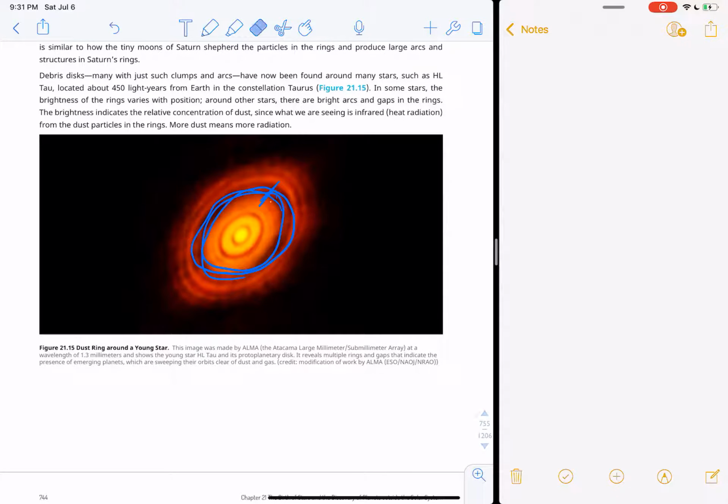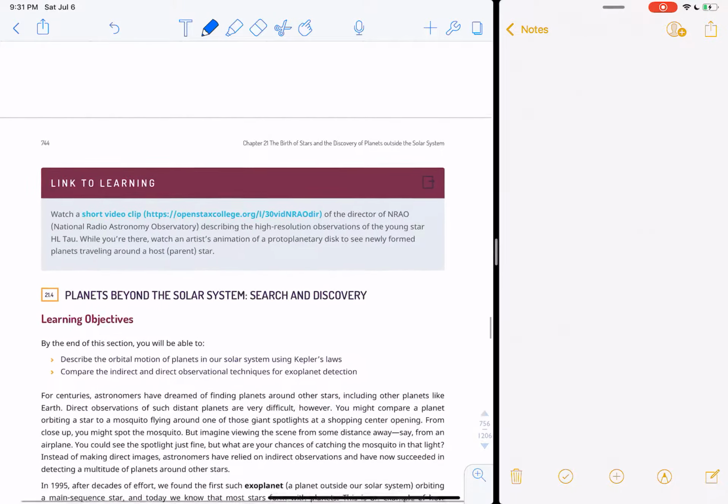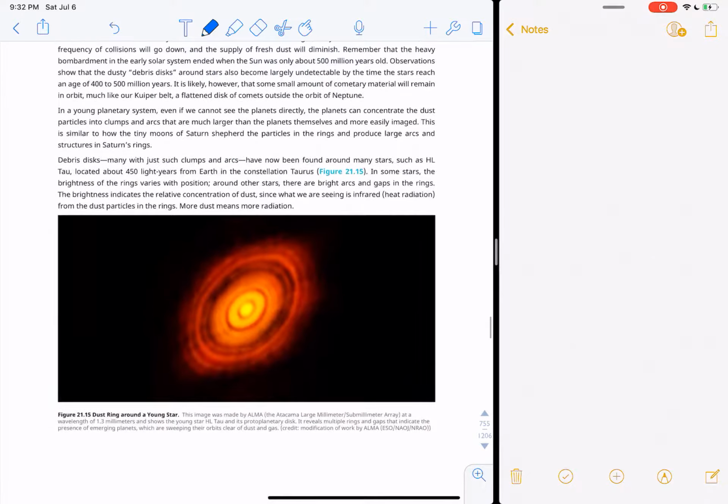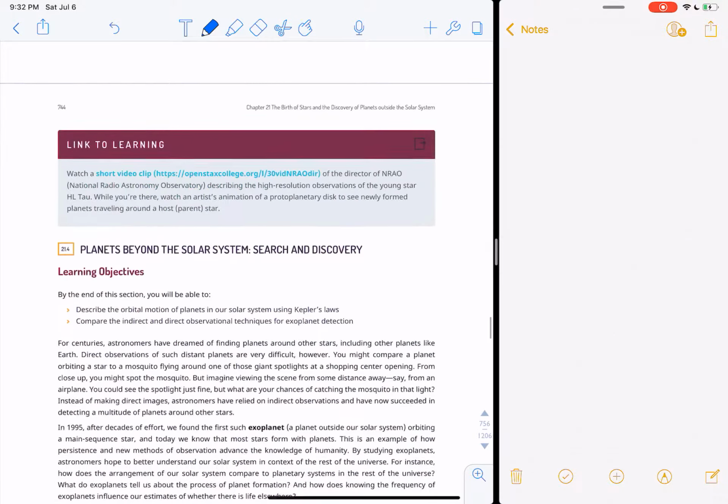So this is a baby solar system, a newly formed star, and then we can see the dust as it cools and is forming planets. We can see the tracks that the planets are leaving in the material as they orbit. So that's a rare image to be able to directly image a solar system and see the stuff going on. This is only 450 light years from Earth.